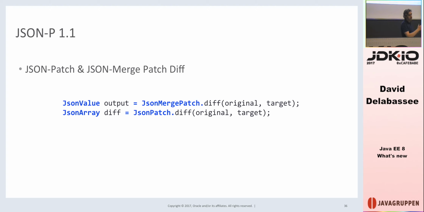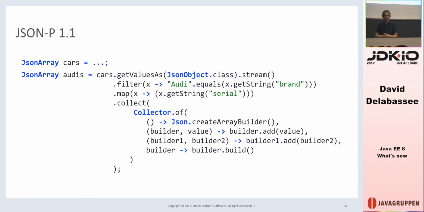So there's JSON patch, and there's also JSON merge patch, which is very similar to JSON patch, so I will not talk about merge patch. But something which is quite handy too in JSON-P 1.1 is that we have the patch operation that can modify the document, but we also have a diff operation. So basically it's the reverse operation. We have two documents, and we want to get a diff, basically the difference between those two documents. And it works for JSON merge patch and JSON patch. So that's something that is in JSON-P 1.1.